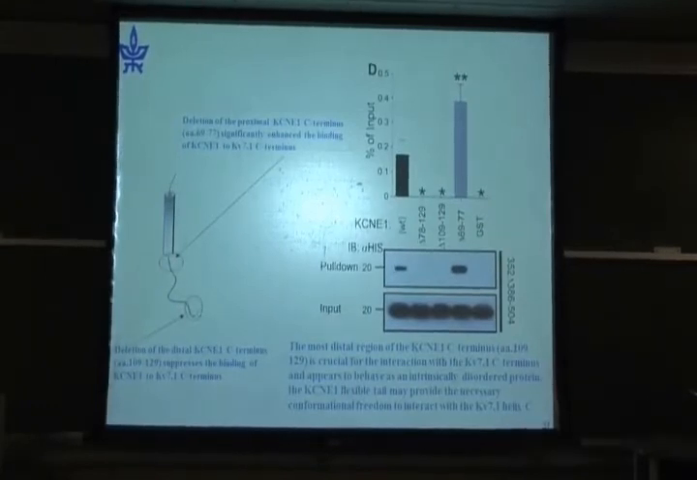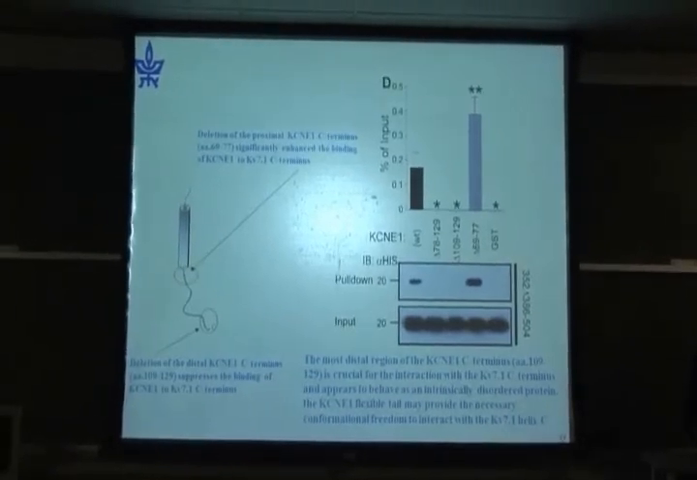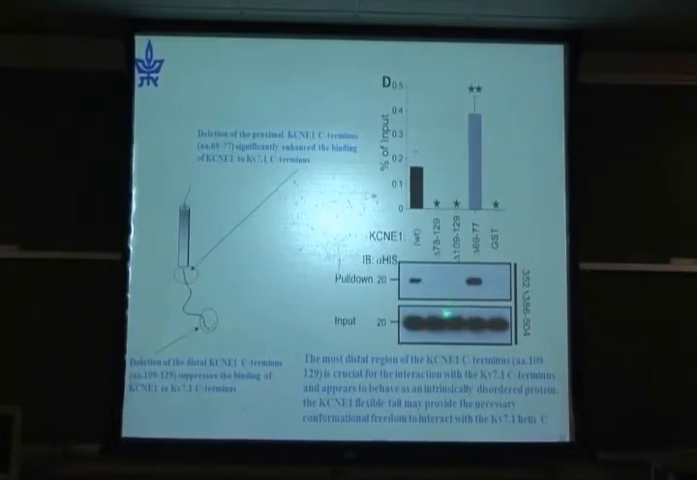So, and then we wanted to narrow down the kind of interaction. We wanted to know which part of the C terminus of the beta subunit is interacting with the coil-coil helix C of the alpha subunit. And we found that if you remove this very distal part of the C terminus, you lose the interaction. These are purified protein and pull down. So we do a pull down in order to analyze the interaction between the two proteins.